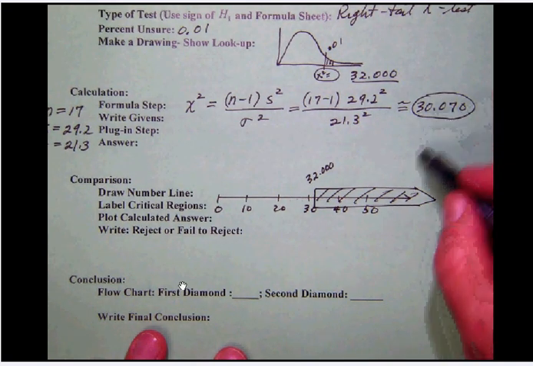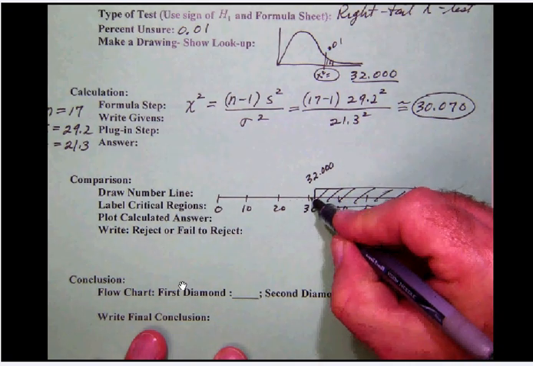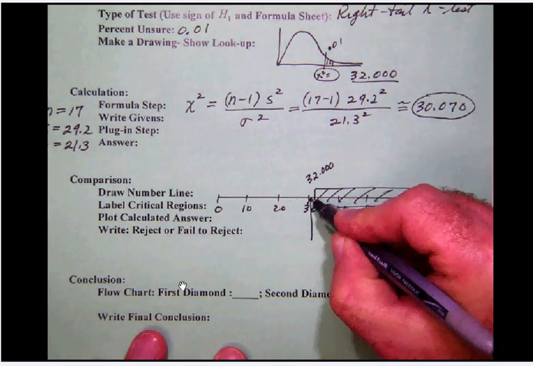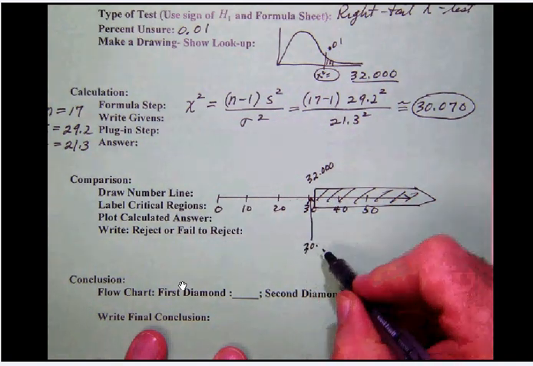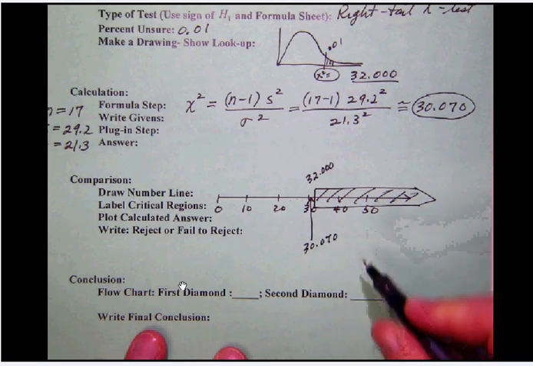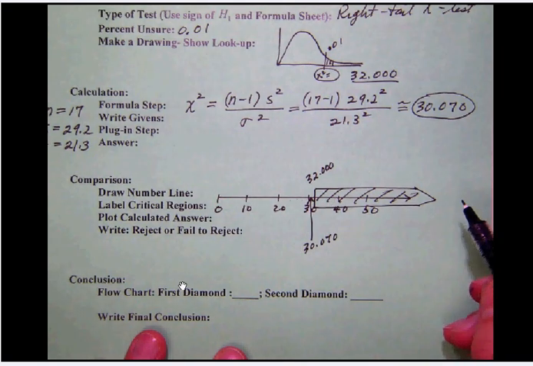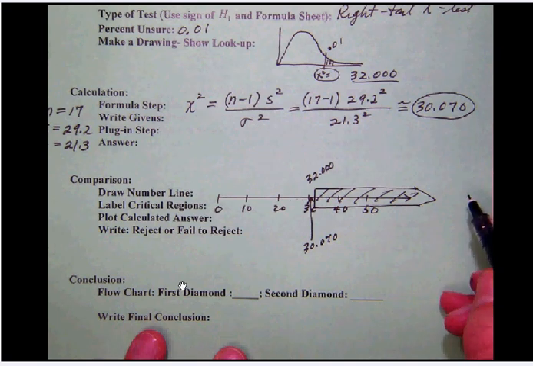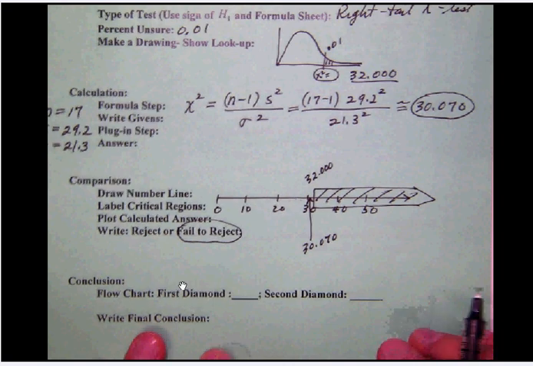That 30.070 is just barely past the 30 over here, so that will not, in fact, fall in the critical region. It's close, but there is not quite enough evidence to make that work. So we are going to be forced into failing to reject our null hypothesis in this case.